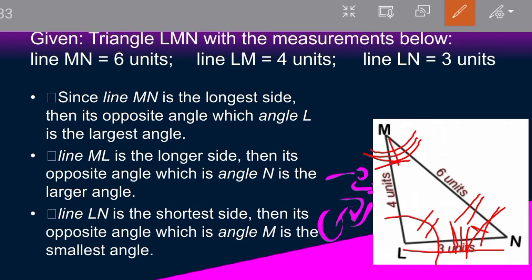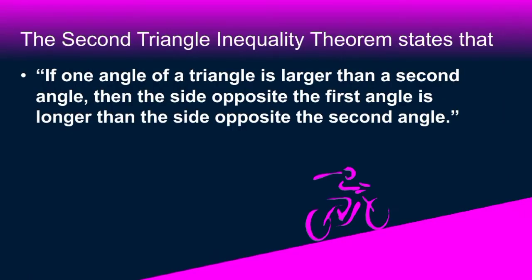So this is the first theorem of the triangle inequality. This time, let's go to the second triangle inequality theorem. It states that if one angle of a triangle is larger than a second angle, then the side opposite the first angle is longer than the side opposite the second angle.